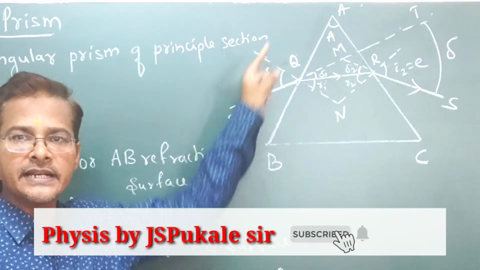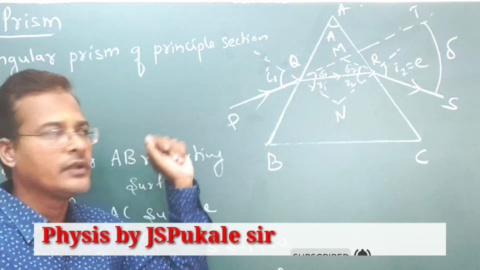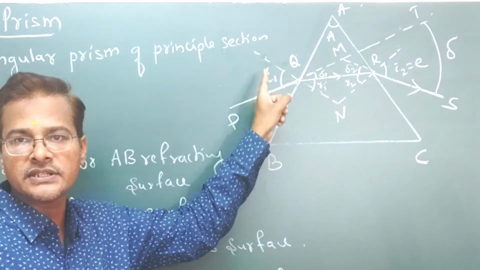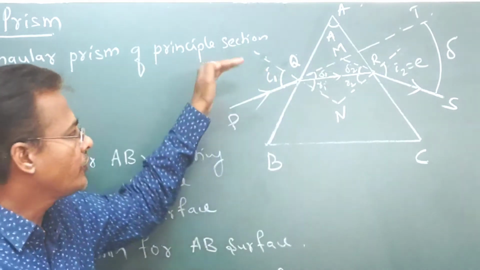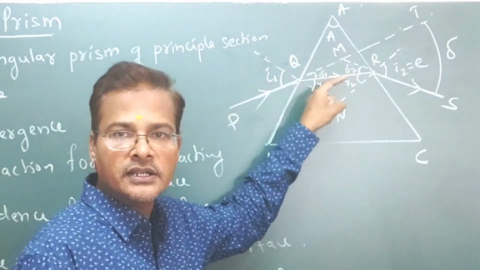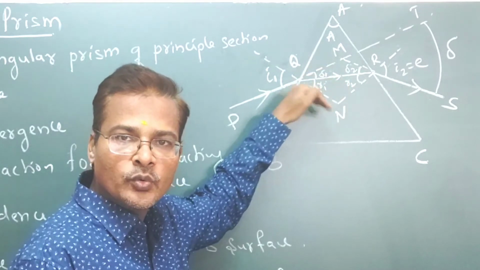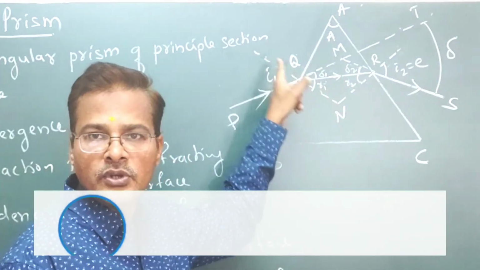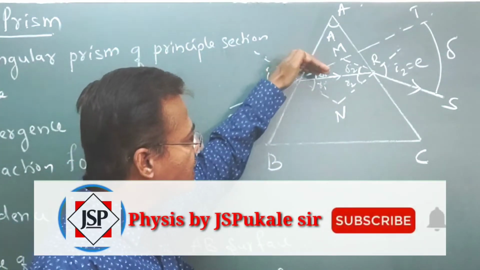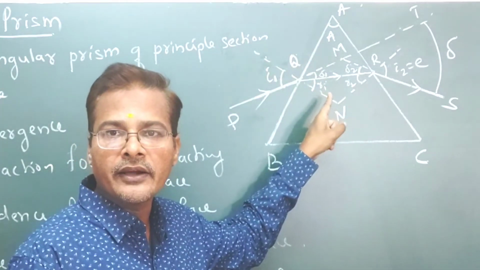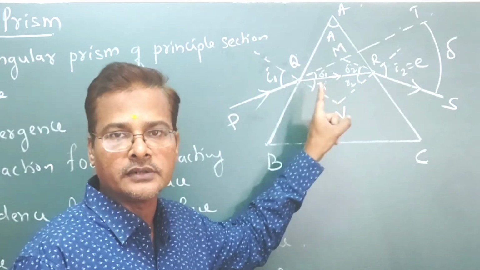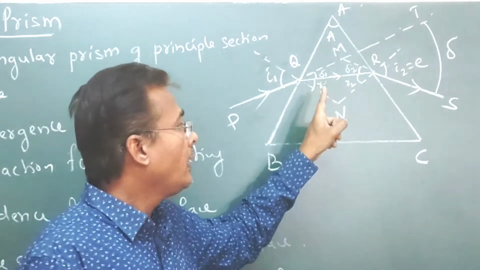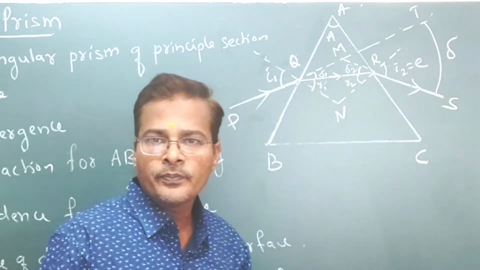When it is incident on the surface AB, making an angle I1, the angle of incidence, that is I1. When a ray passes from one medium to another medium, the ray will be bent towards the normal. Normal means this QN is the normal at the point of incidence. So it will bend towards the normal by making an angle of refraction, that is R1.